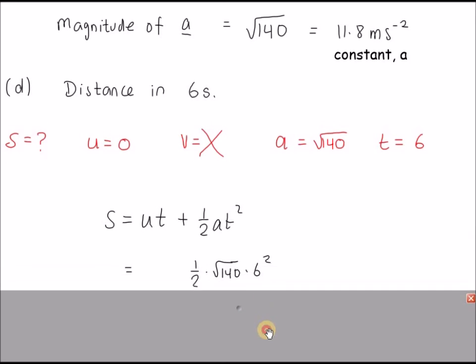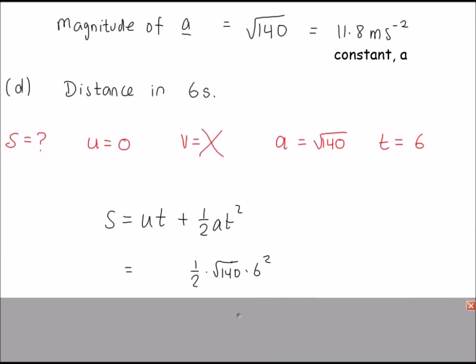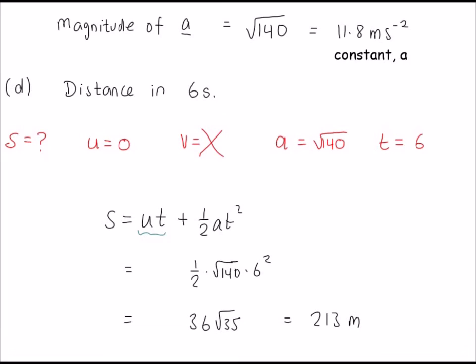Substitute the values in. So the initial velocity is 0, so that term becomes 0. So we've got a half times the acceleration times t squared, and simplifying gives 213 meters.